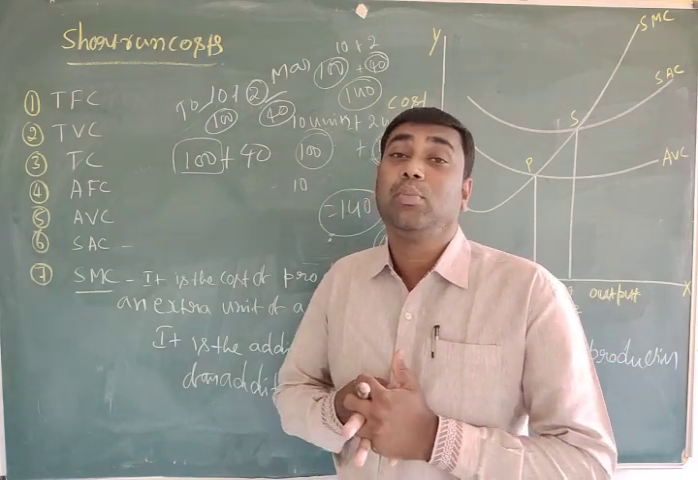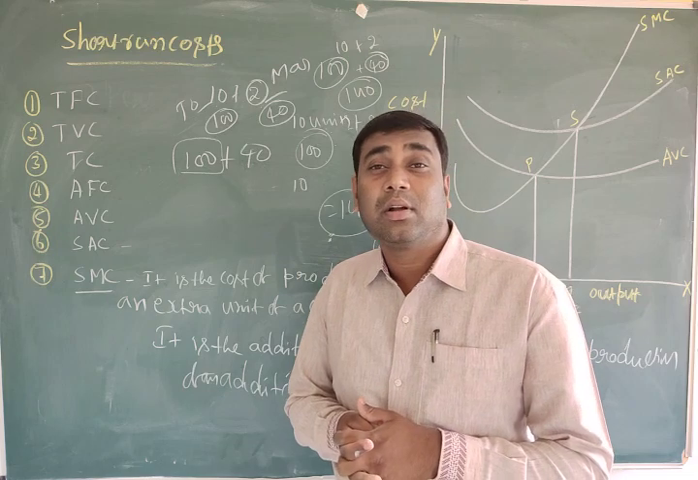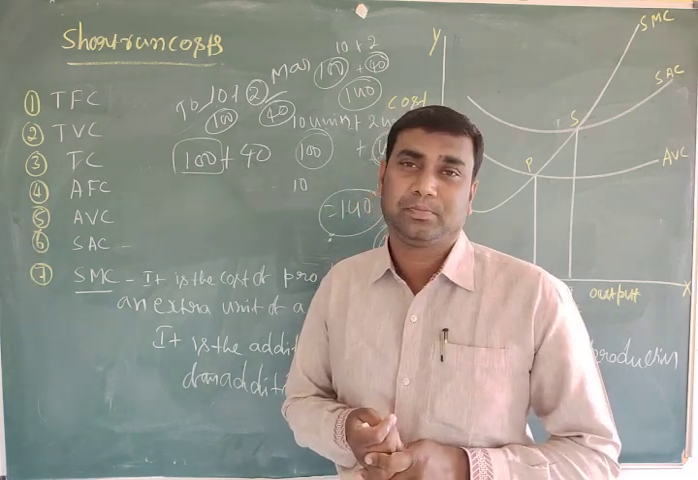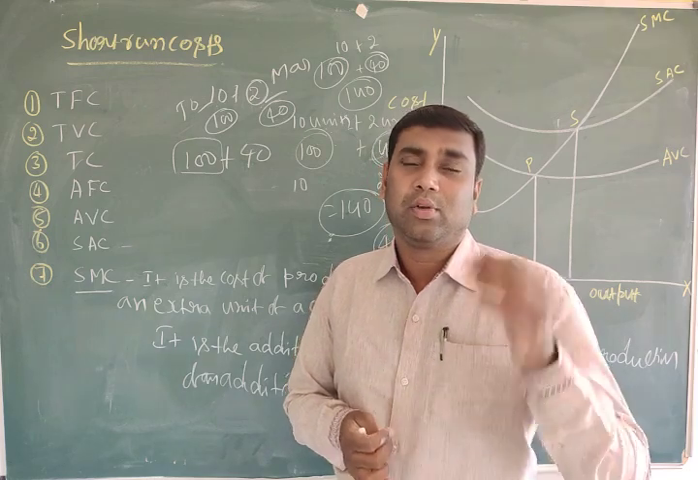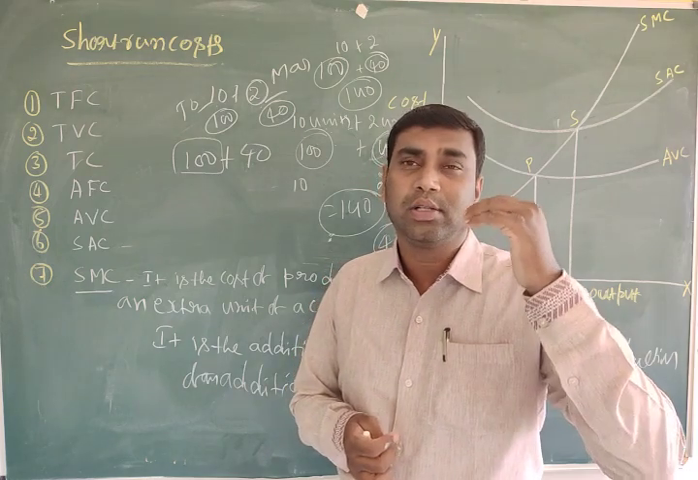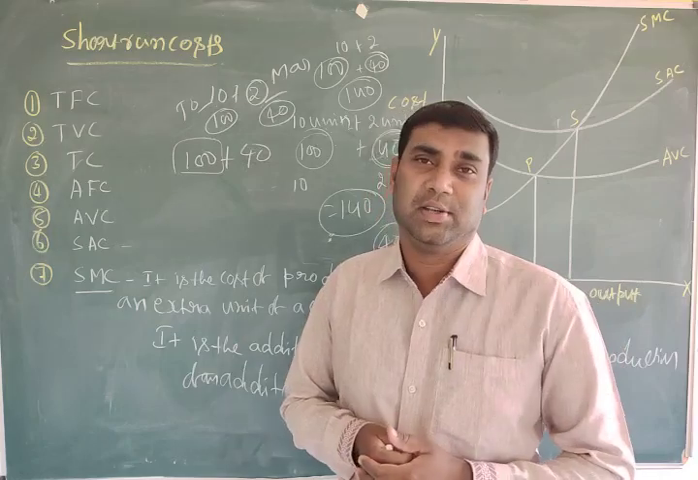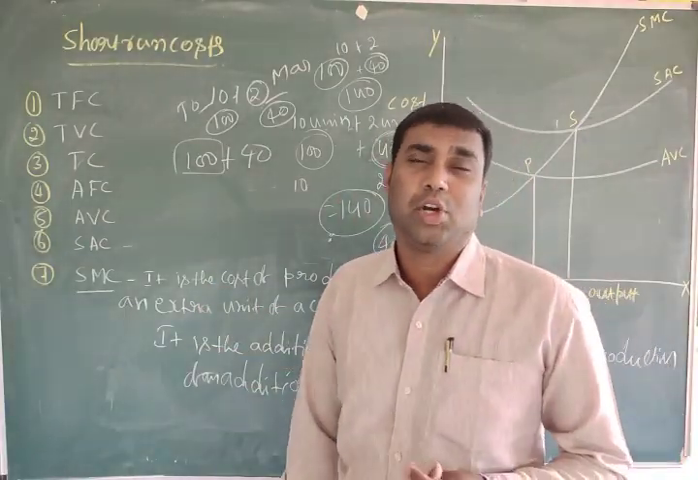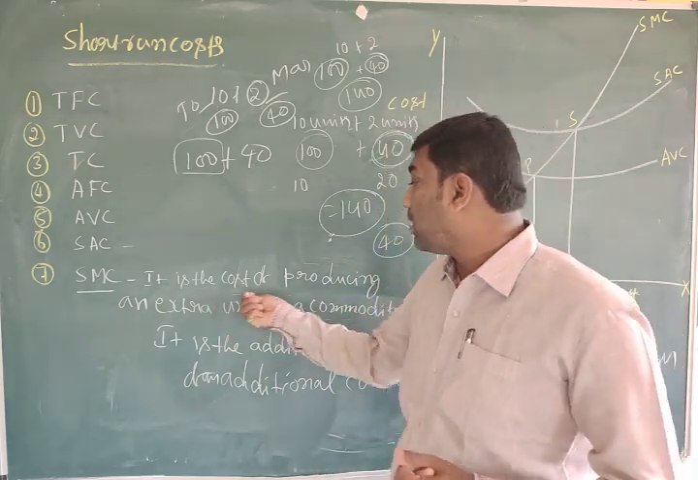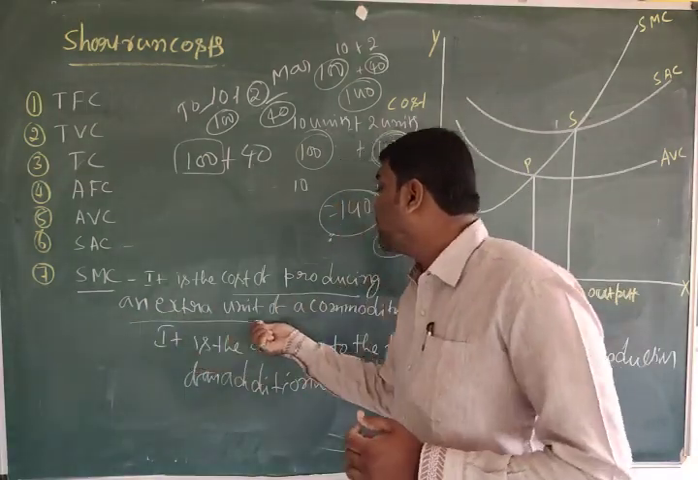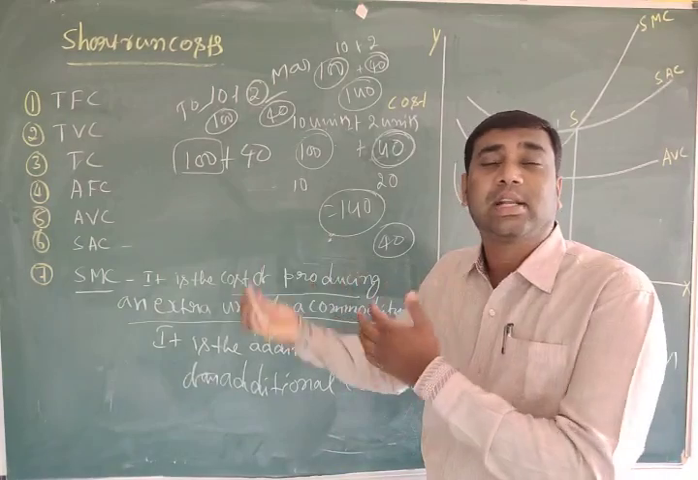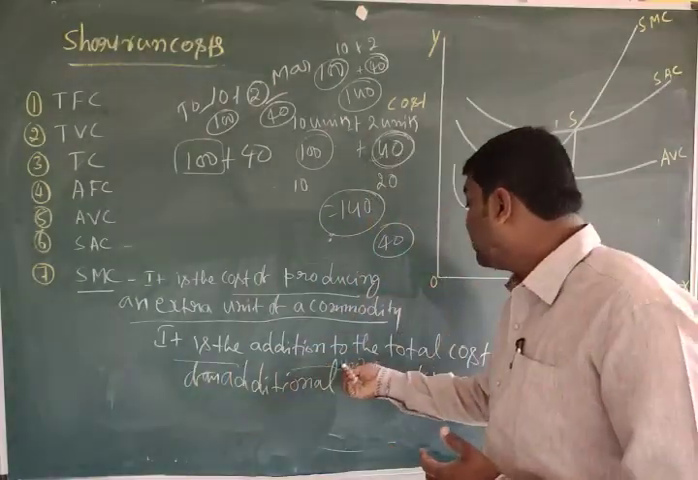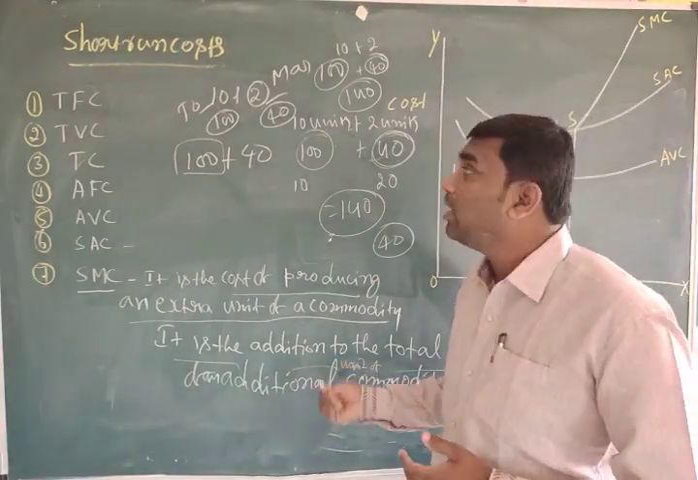Actually, when the total production increases, marginal cost will be less. So when total cost is increasing, marginal cost will be decreasing. Here, essentially, short run marginal cost is the cost of producing an extra unit of a commodity. In other words, it is the addition to the total cost.